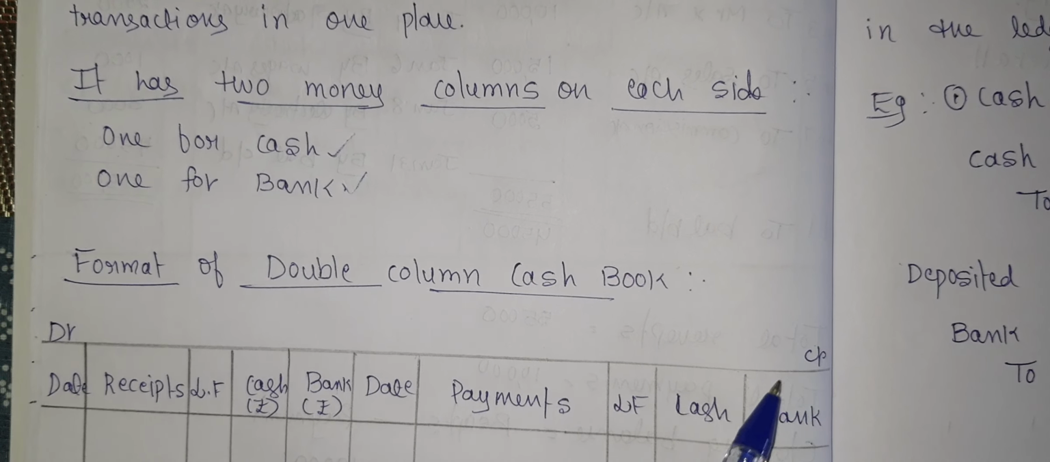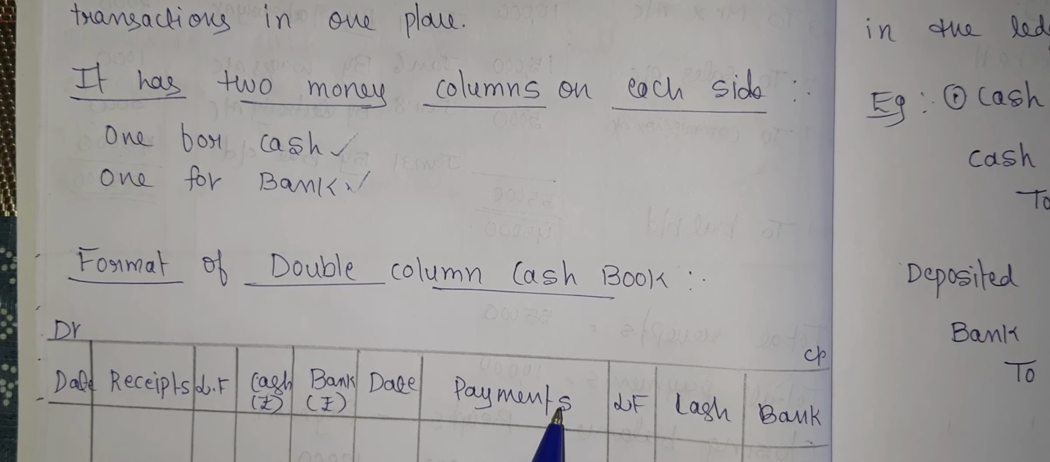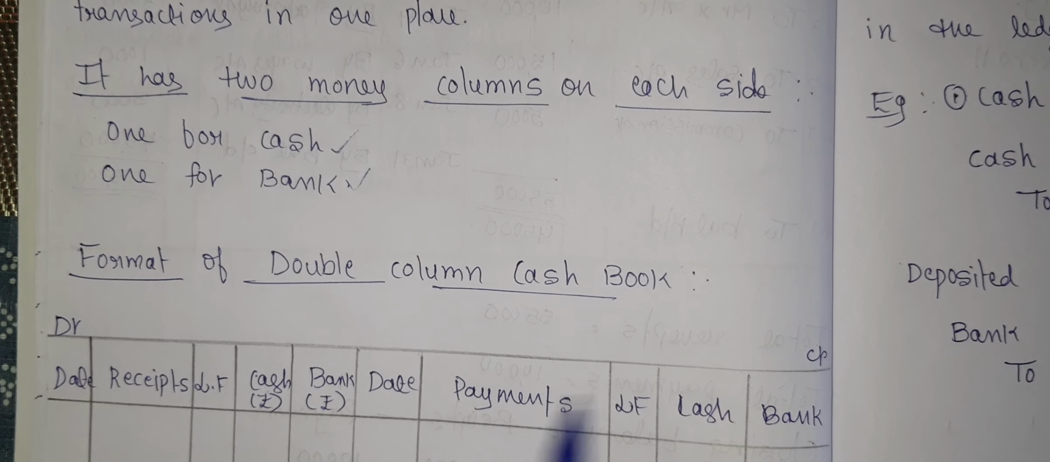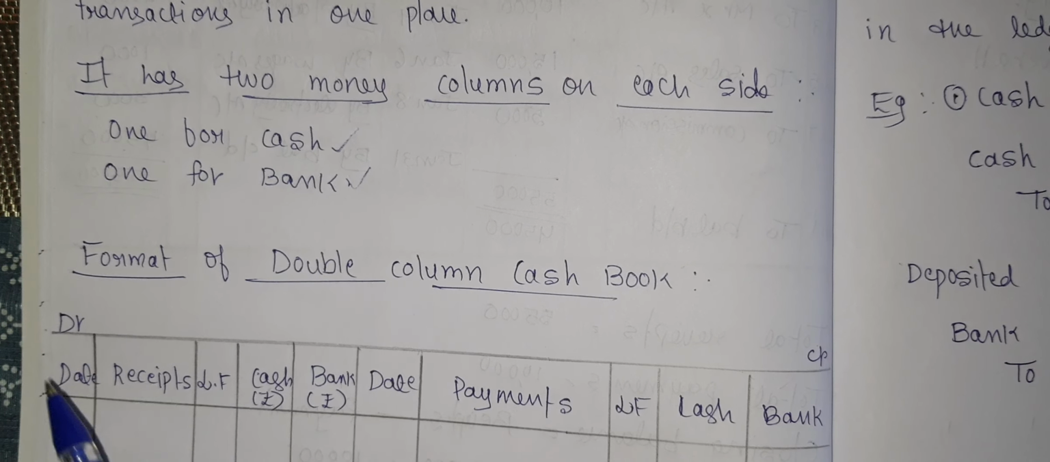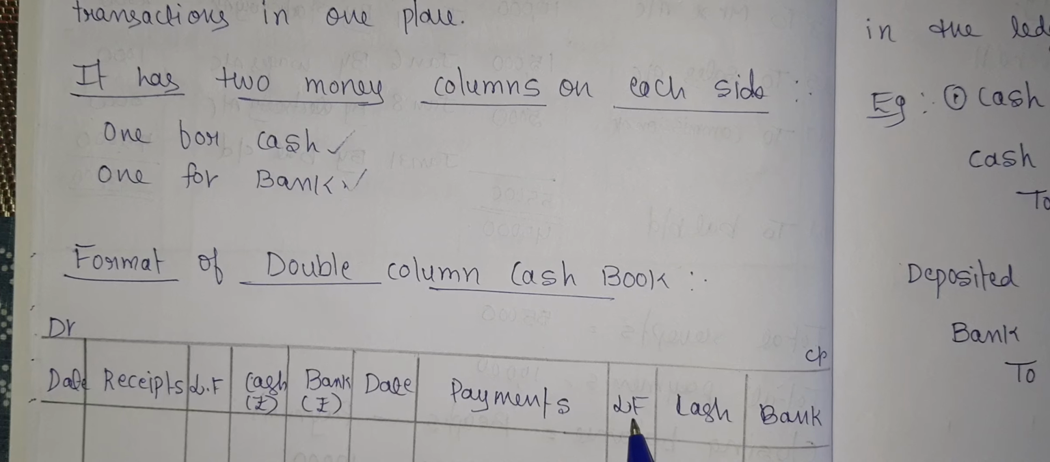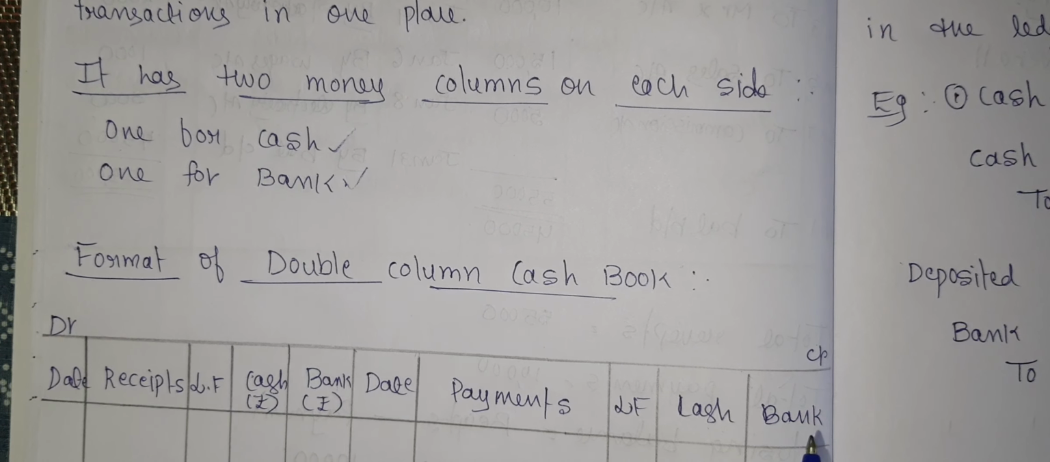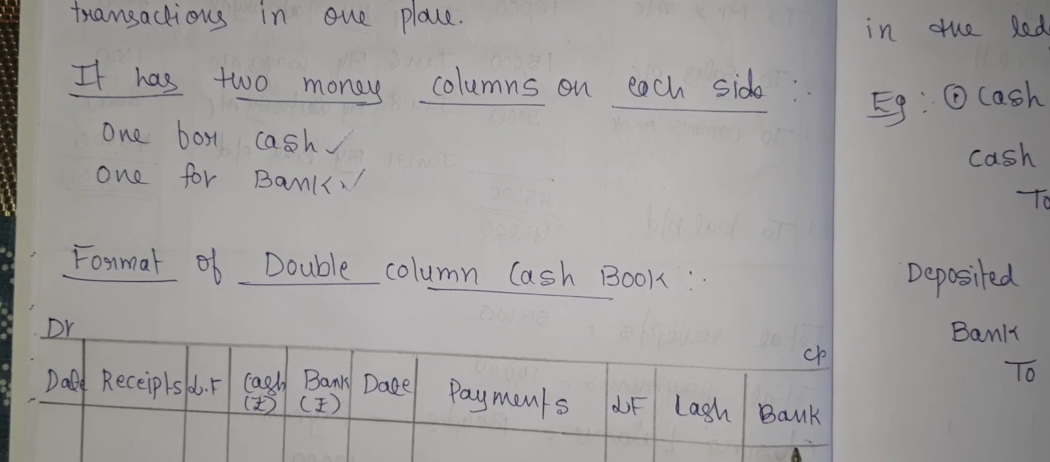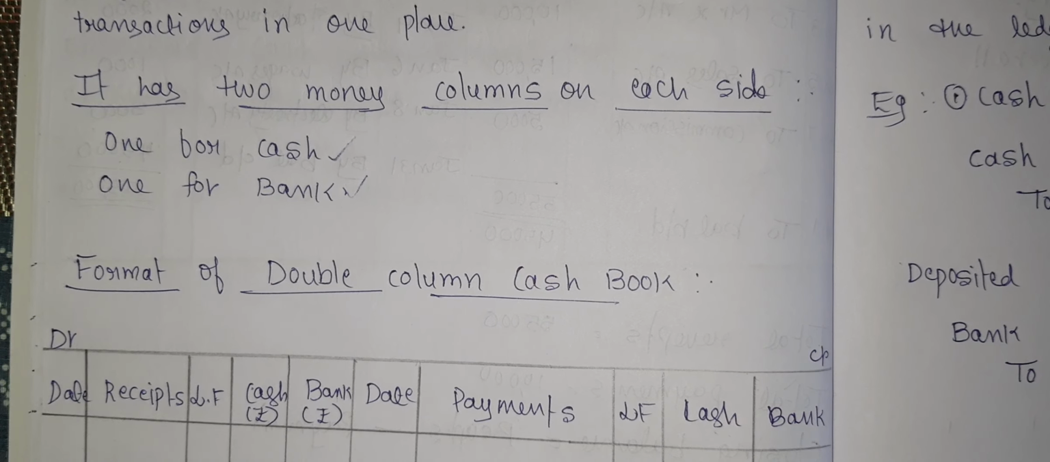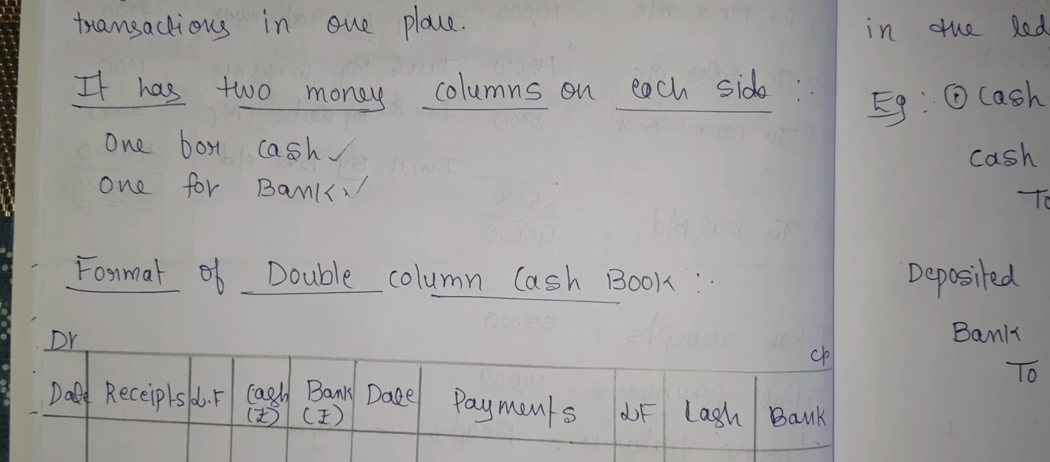And again, credit side, that is date, payments. In credit side payments will come, debit side receipts will come, and LF same, means ledger folio. This is cash column and bank column for all cash transactions and bank transactions. So this is the format of double column cash book.